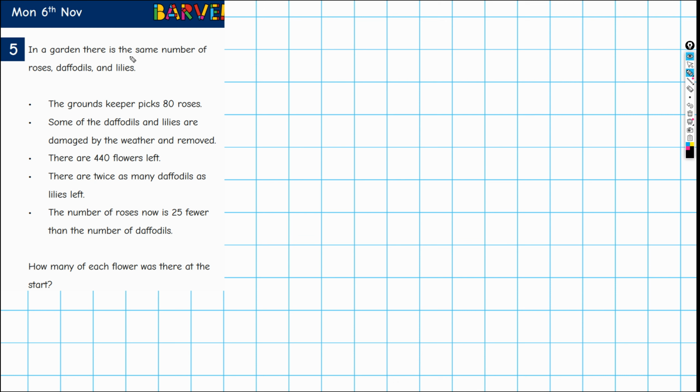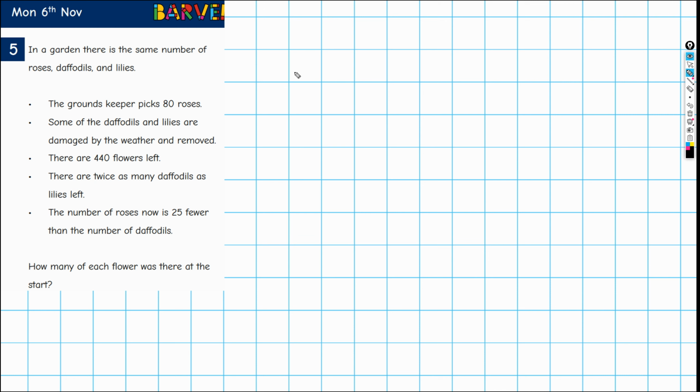In a garden, there is the same number of roses, daffodils, and lilies. The groundskeeper picks 80 roses. Some of the daffodils and lilies are damaged by the weather and removed. There are 440 flowers left. There are twice as many daffodils as lilies left. And the number of roses is now 25 fewer than the number of daffodils. And we are asked how many of each flower there were at the start.